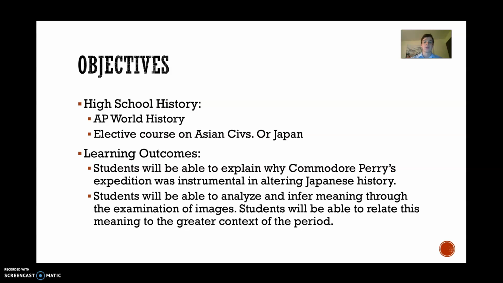For the learning outcomes of this lesson, I want my students to be able to explain why Commodore Perry's expedition was instrumental in altering Japanese history, particularly how it led to the Boshin War, the Meiji Restoration, and then eventually the foreign policy that really put it into World War II. And then I want my students to be able to analyze and infer meaning through the examination of images, and then relate that meaning or information back to the greater context of what was happening at the time.